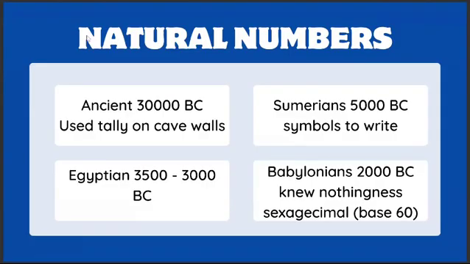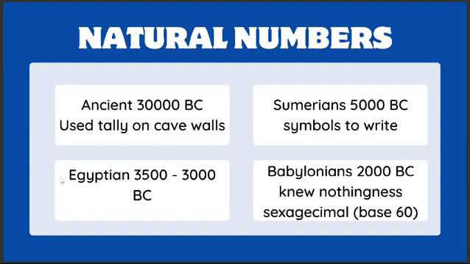The history of numbers starts with the development of natural numbers, which goes back to the ancient time, 30,000 BC. Man used to count sheep or goats by using his fingers or tally marks. He used to draw the tally marks on cave walls, on stones, on bones. Later on, different civilizations started to symbolize the numbers, natural numbers.